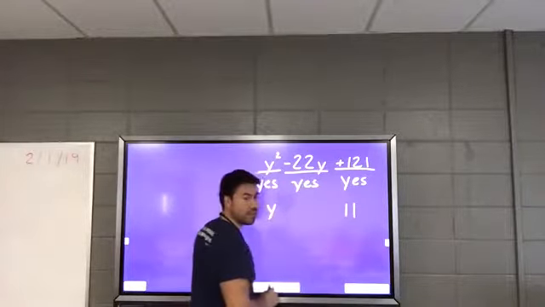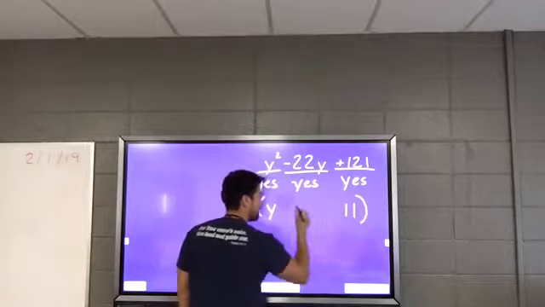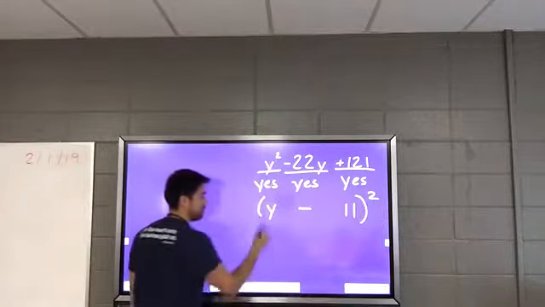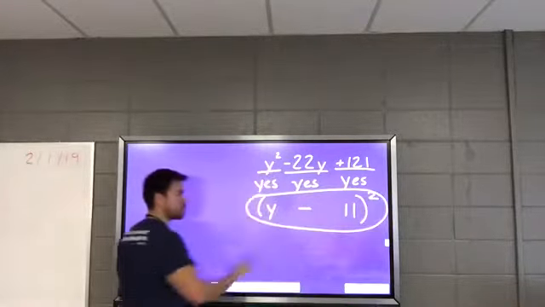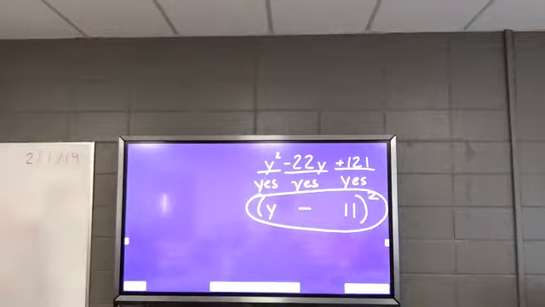So you know how I can factor this trinomial? If it's yes, yes, and yes, like that, we just factored it. And yes, there's a big gap and all that, but that's the answer: y minus 11 squared. You're like, Mr. A, I like the first way better. It's a lot easier. This way is weird.